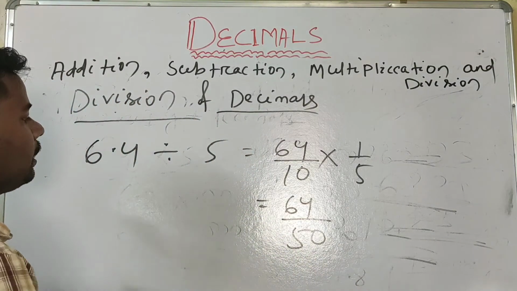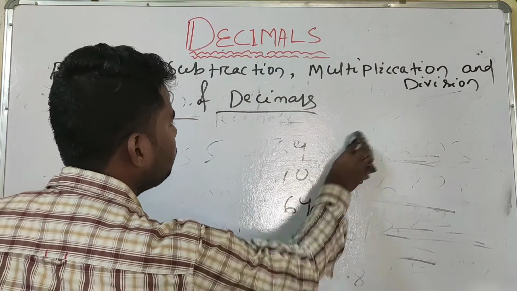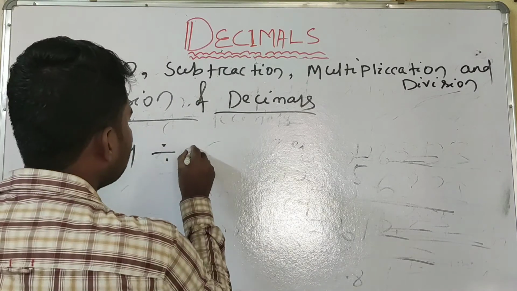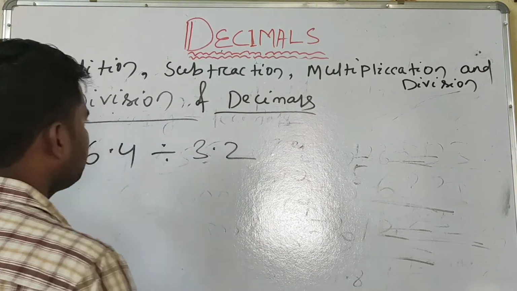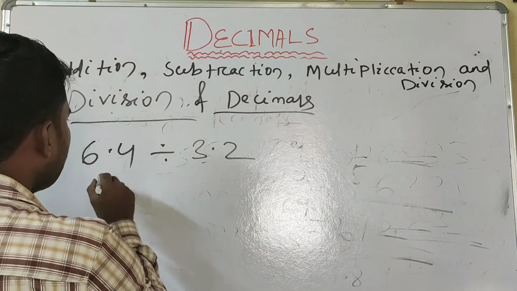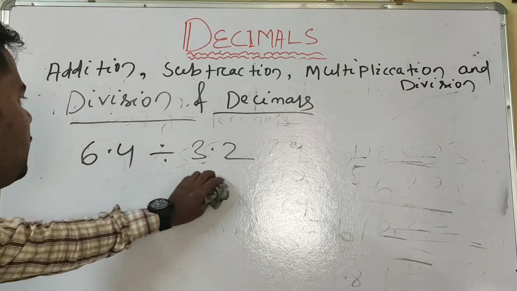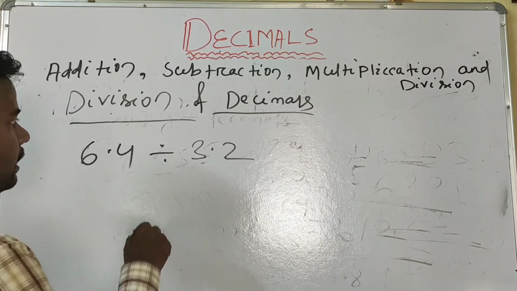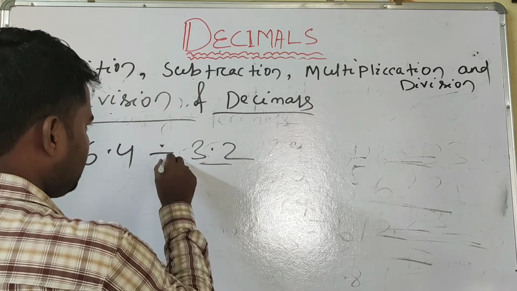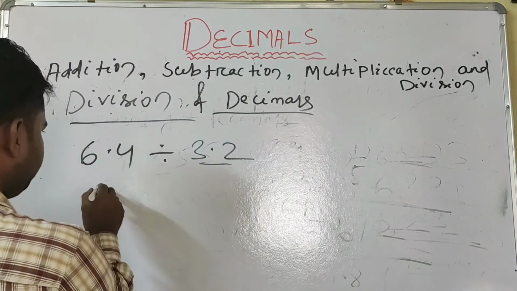Okay, now we will take a decimal number divided by a decimal number. How will we do it? First, we have to convert both numbers into fractions because both are present as decimal numbers. And second, change the sign to multiplication and write the reciprocal.